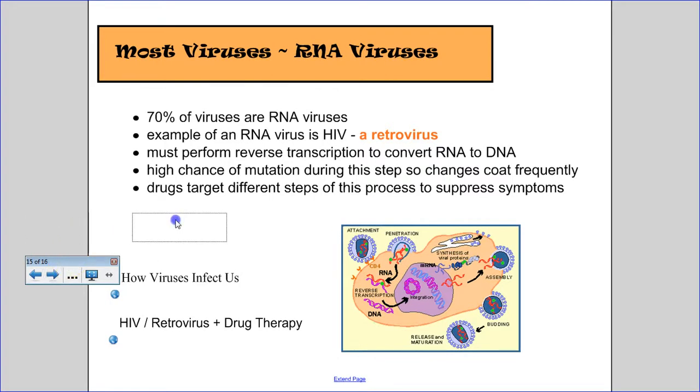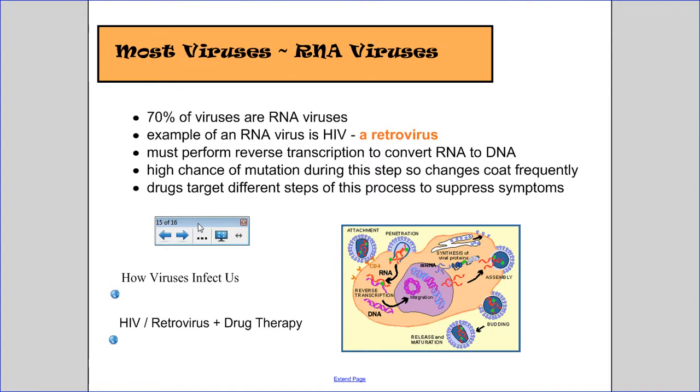The last slide I was going to share about viruses is to do with the HIV virus. It's not as much in the news as it has been in the past, but it's still a very real problem for some parts of the world. Most viruses are actually RNA viruses, around 70% of them are. An example of an RNA virus is the HIV virus.